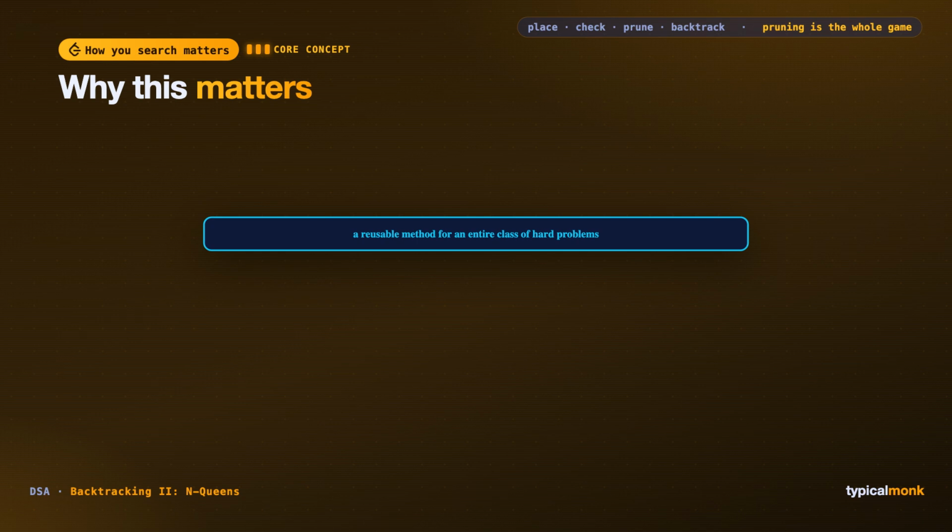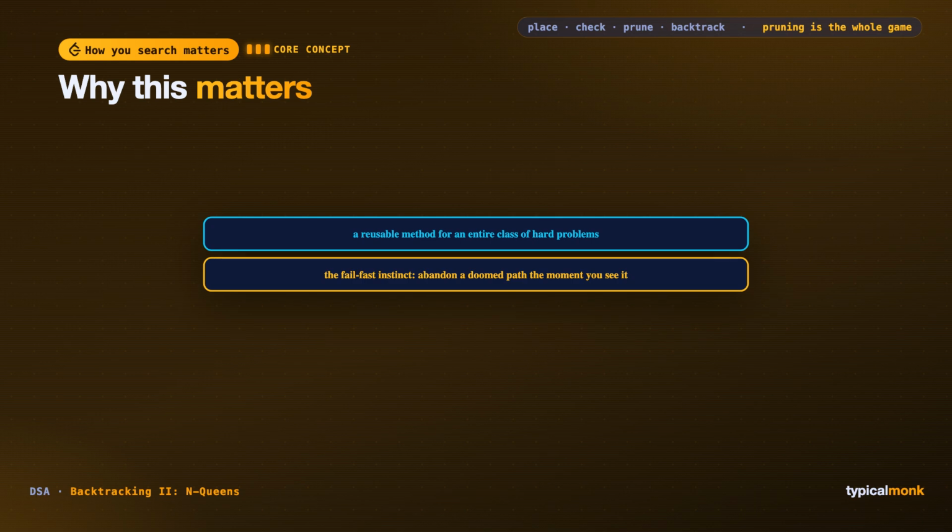Before we recap, let us step back and appreciate what you have actually gained, because it is bigger than one puzzle. You now have a complete, reusable method for an entire class of hard problems. Many problems that look intimidating, scheduling, assignment, configuration, puzzle solving, are, underneath, constraint satisfaction problems. Before this class, they might have seemed to need some special, clever, one-off trick. Now you can see them for what they are and reach for a method you already understand: model the choices, define the constraints, and let backtracking with pruning search the space intelligently.